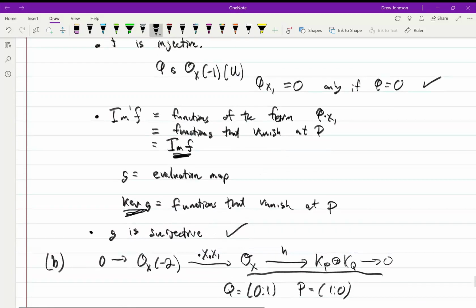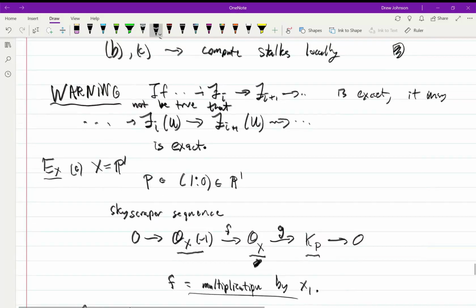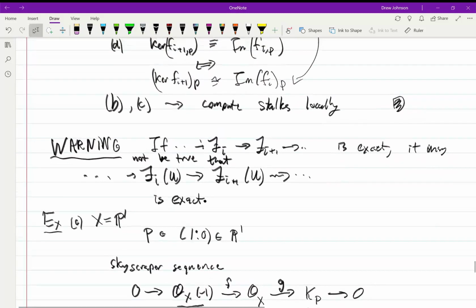Okay, even though h was a surjective map of sheaves, considered as a map on sections, it's not. So this is supposed to give you an example of this warning here, that we had this exact sequence, but the sequence on sections was not exact. Okay.